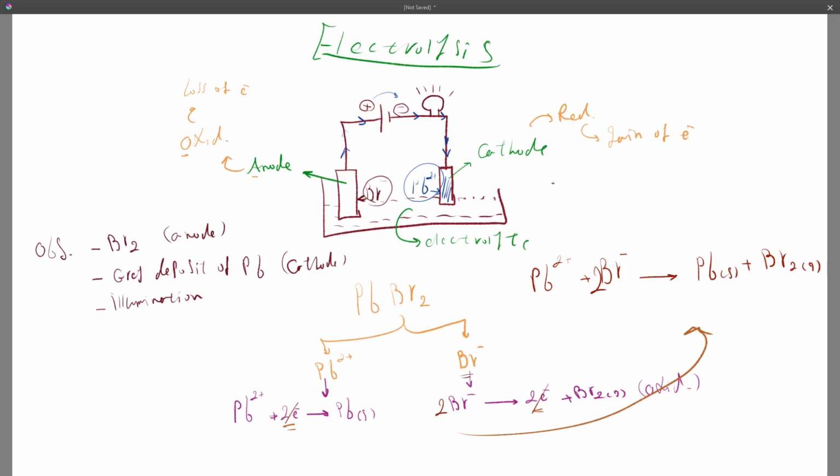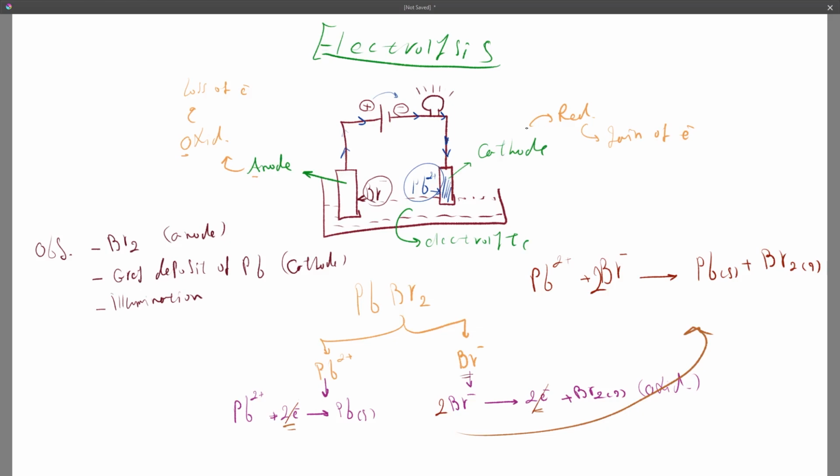So again, in this simple electrolysis cell, we need to know which one is the anode, which one is the cathode, the reaction happening at the anode, the reaction happening at the cathode, the electrolyte, of course, and the observations. These are the important information you need to take into consideration.